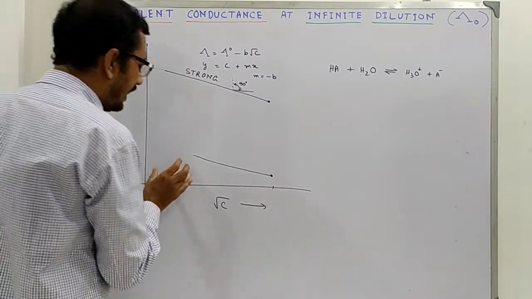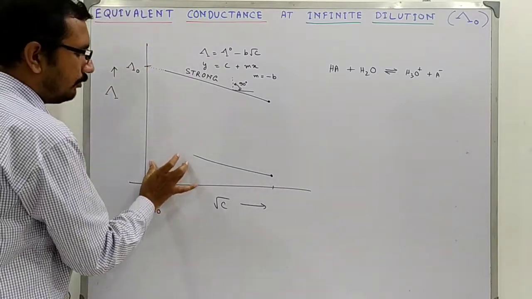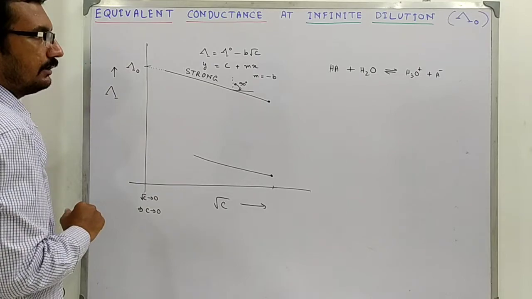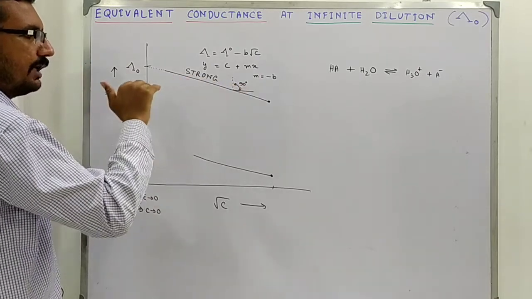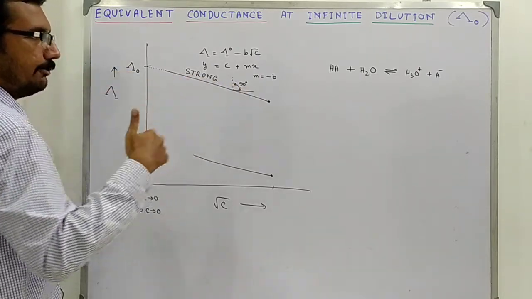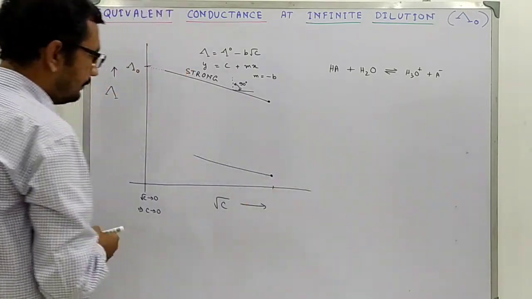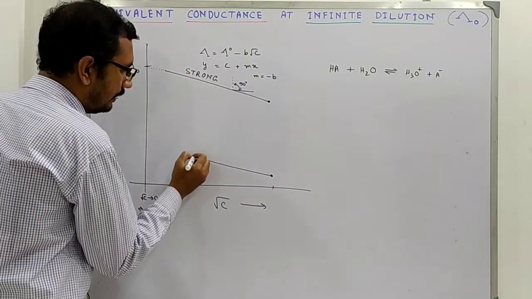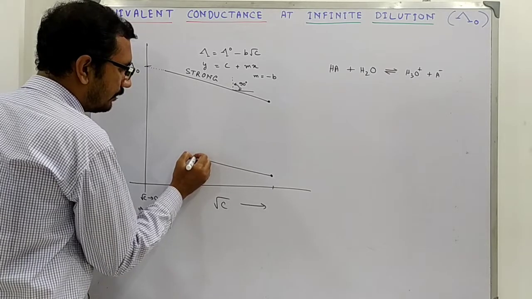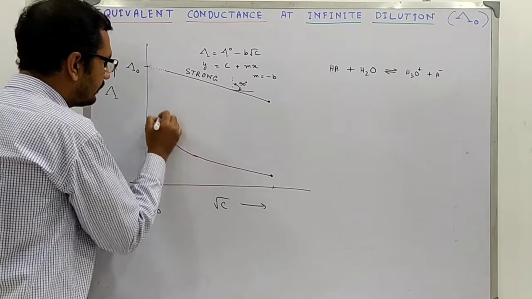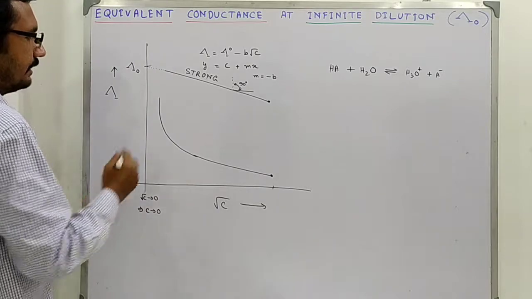So, in the dilute domain, what will happen? The forward reaction will be enhanced to a large extent and we will have a large number of ions. So, this equivalent conductance will start increasing rapidly.